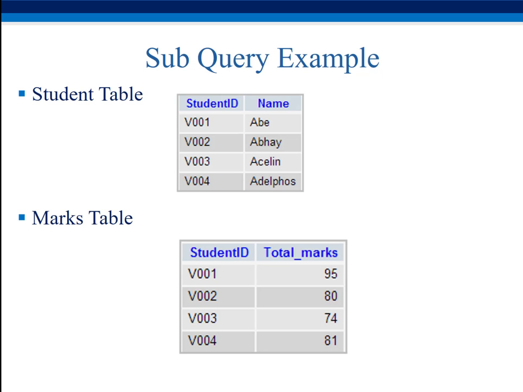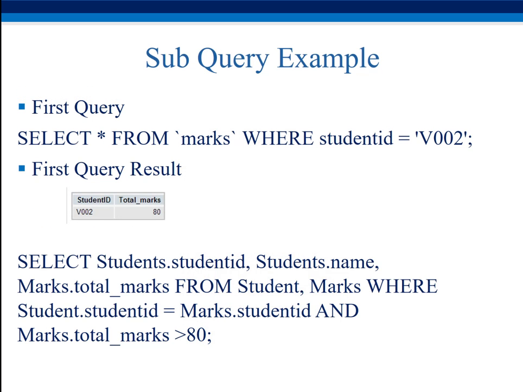So again, here is the student table and the marks table. If we look over here, we can see V002 got 80. But at least he's not the low man on the totem pole. So the first query: select all fields from marks where student ID equals V002. So here's the first query result, and he got an 80.